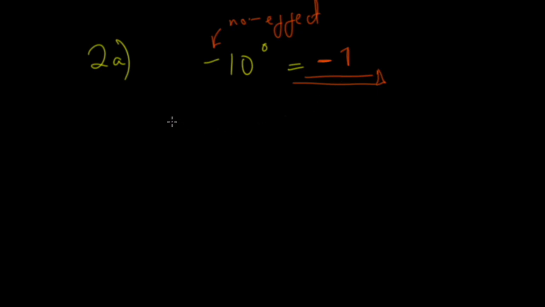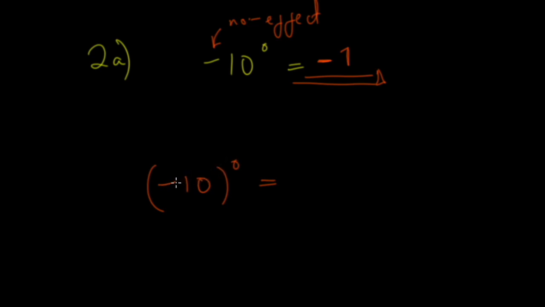And just for contrast, this is different than if somebody gave you negative 10 in brackets to the power 0. Why? Because by virtue of these brackets, this 0 now affects everything inside the bracket.